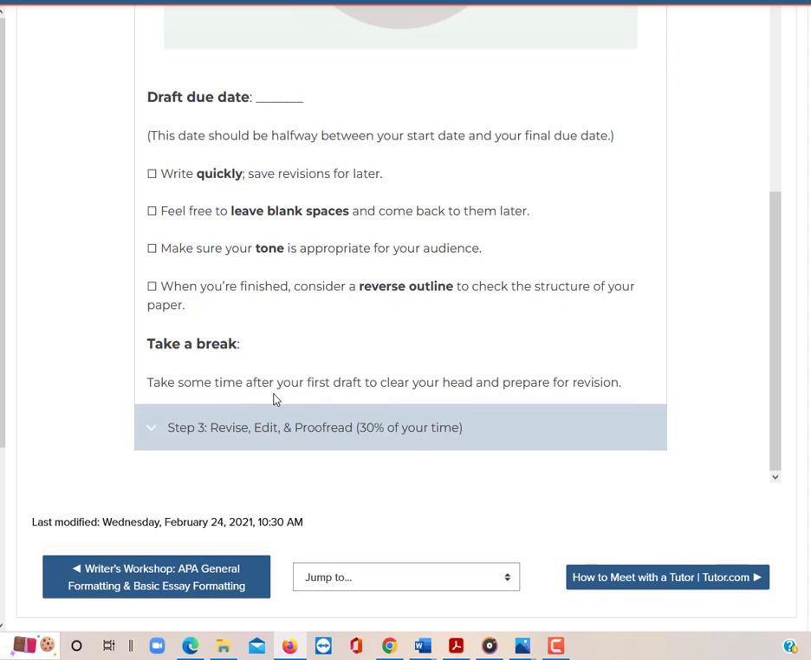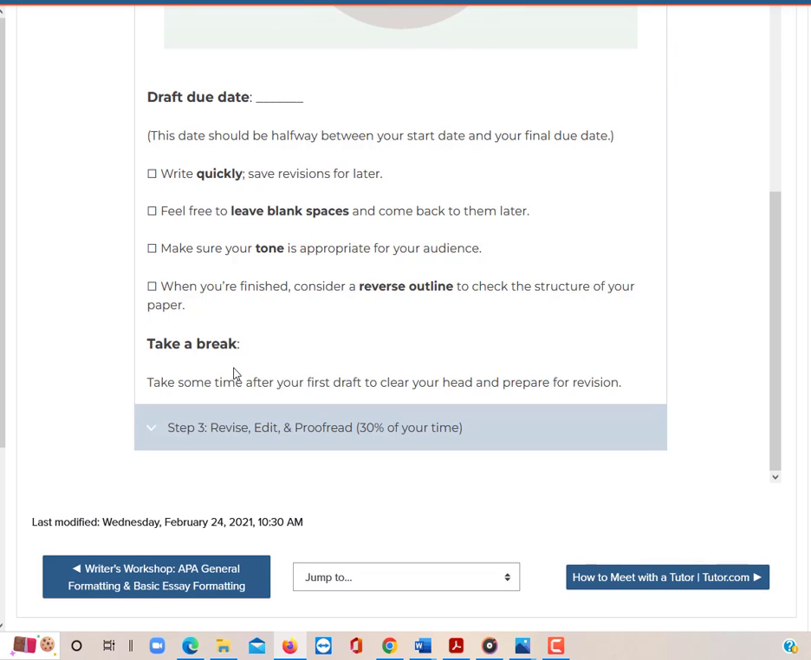Take some time after your first draft to clear your head and prepare for revision. And so here's where you take your break, and you can go out and take a walk. You can go to the beach and look at the sunshine, and you clear your head. For a lot of students, this is their favorite part, just going to take a break. And the reason why you take a break is because we become too familiar with our paper.